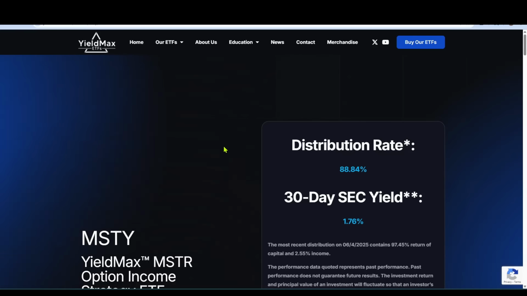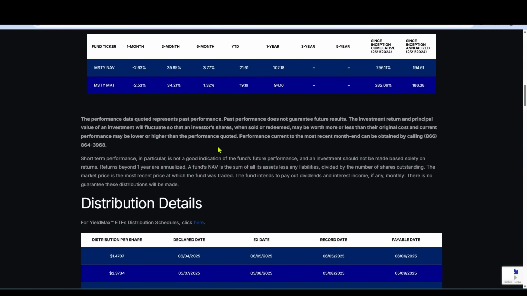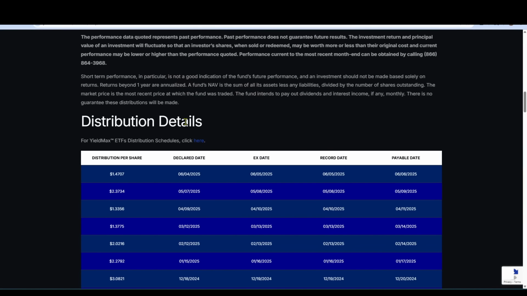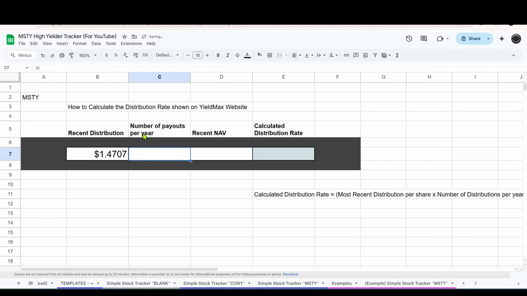All right, so here we are on the MSTY website. We can scroll right on down here to the distribution details. And as you can see, the last one was $1.4707. So we're going to punch that in. 1.4707 right here.